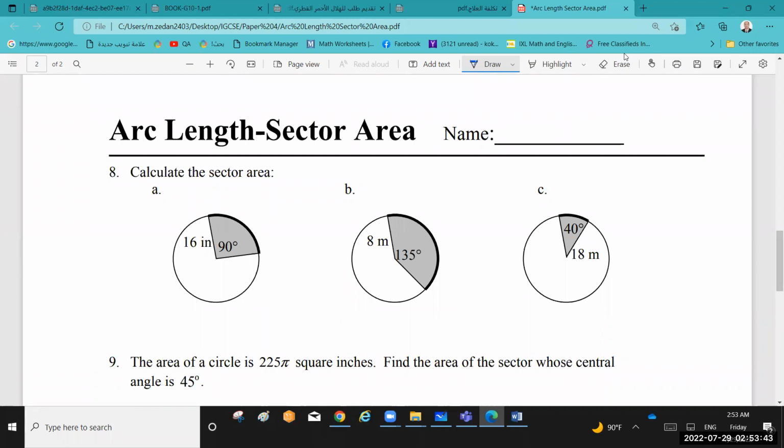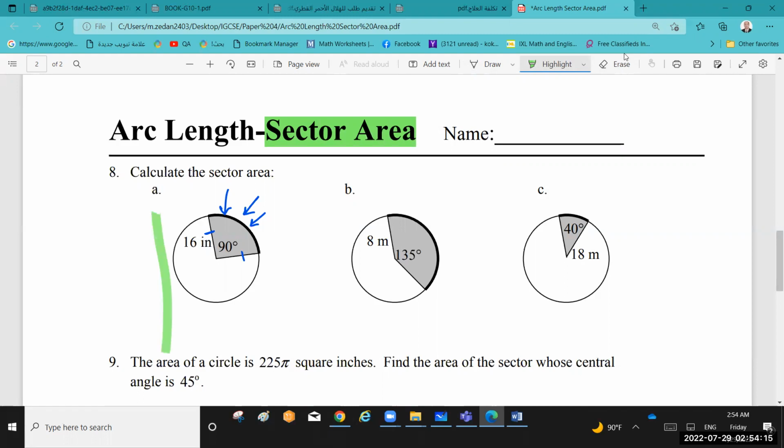How can you find the area of the sector? The sector area, or simply the circular sector, or simply sector, is the region or part of the area of a circle bounded by two radii and an arc length. This part of the circle is called a circular sector. How can you find it? It is the same way.